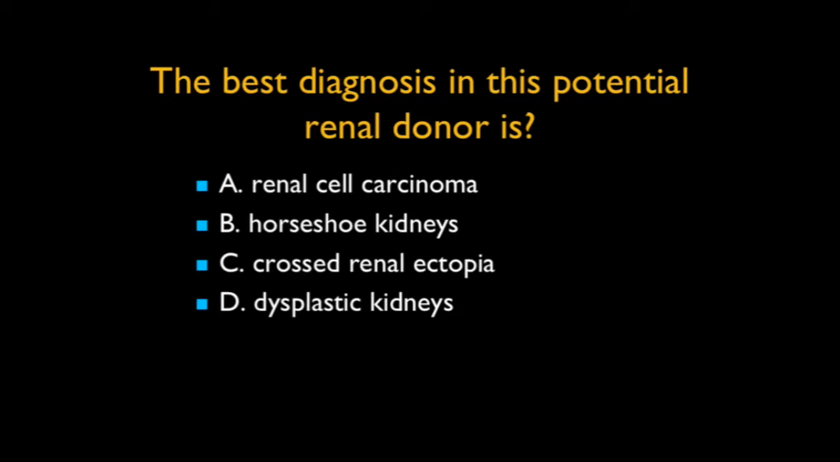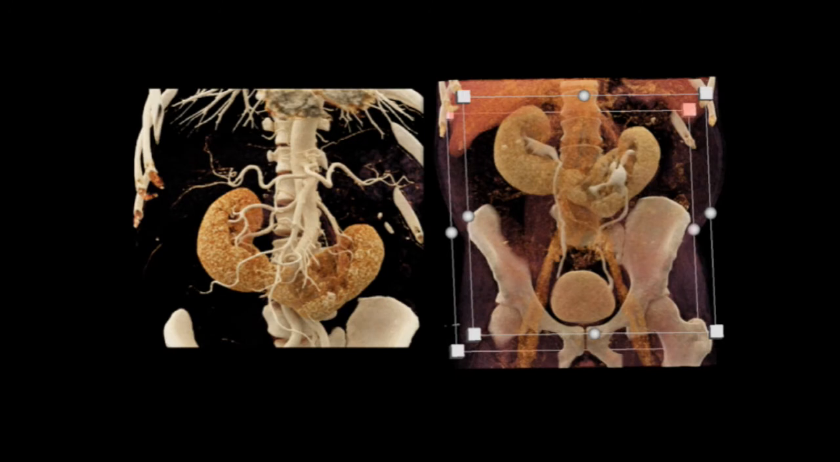This patient was a potential renal donor, and what's the best diagnosis? Again, 2 sets of images, cinematic rendering. Beautiful example of a classic horseshoe kidney, multiple renal arteries, image on your left, arterial phase, excretory phase showing the collecting systems. You can see the isthmus. Patients who have horseshoe kidneys are typically not going to be eligible to be donors.